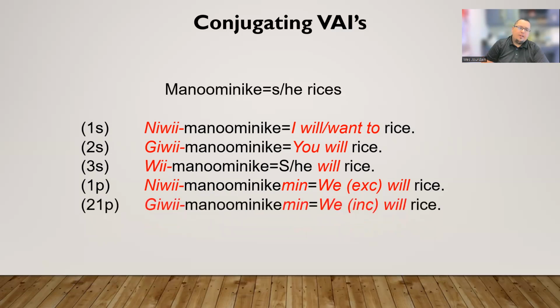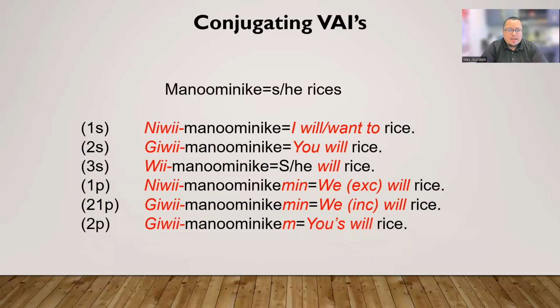21P, the code. Second and first person plural, talking about we, including you all. Giwi manominike min. We, including everyone that's talked to, will or want to rice. We will rice, we want to rice.